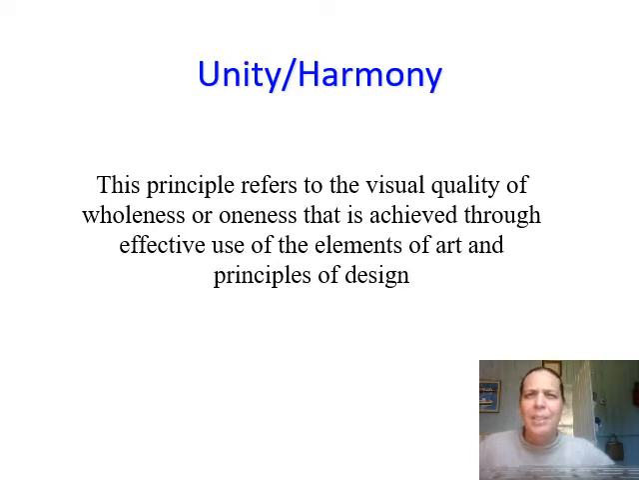So, unity. This principle means the quality of it looking like it all belongs together. It's unified. That's achieved by usually using the elements of art in a really cohesive way. So all the same kind of colors, all the same kind of lines, all the same kind of shapes, and relationships between those elements working well.